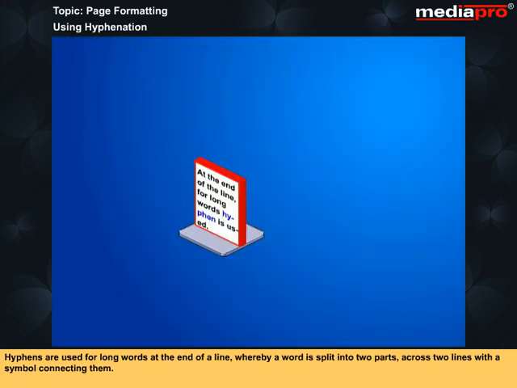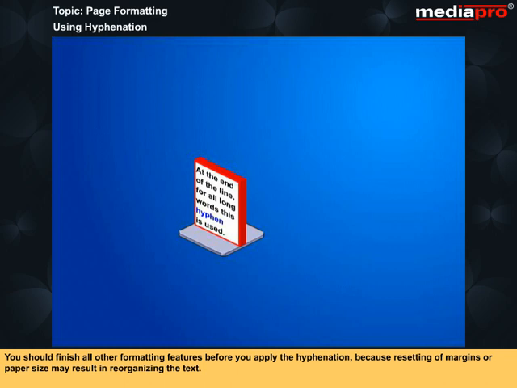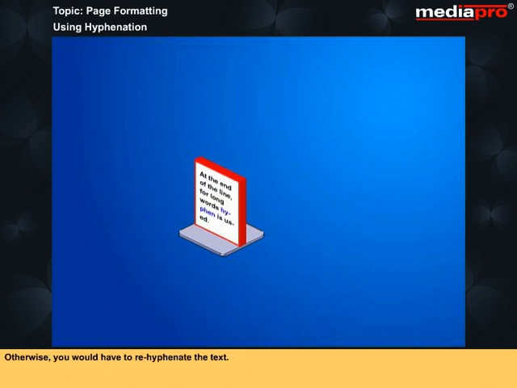Hyphens are used for long words at the end of a line, whereby a word is split into two parts across two lines with a symbol connecting them. Word has an automatic hyphenation feature that works with you as you type using its internal codes and hyphenation dictionary. You should finish all other formatting features before you apply the hyphenation, because resetting of margins or paper size may result in reorganizing the text. Otherwise, you would have to re-hyphenate the text.